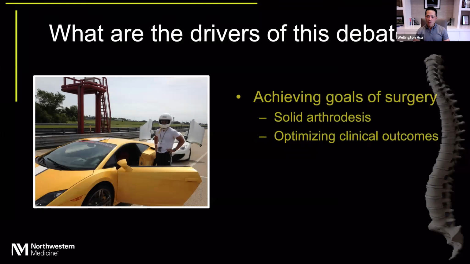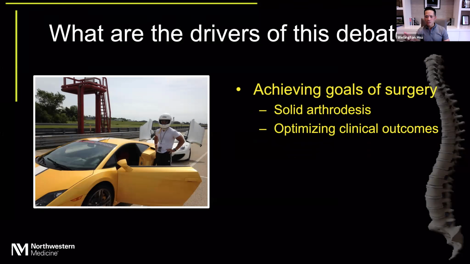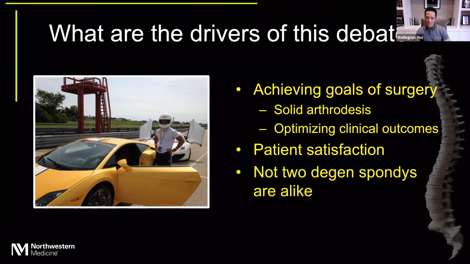So what are the drivers of debate? Well, we want to achieve our goals of surgery, which is number one, solid arthrodesis, and number two, optimize your clinical outcome. Second, we want the patient to be satisfied. And that satisfaction is predicated on a good outcome, but also a minimization of complications. You have to realize that no two degen spondies are alike. So we'll go over the characteristics that may sway you one way or another.